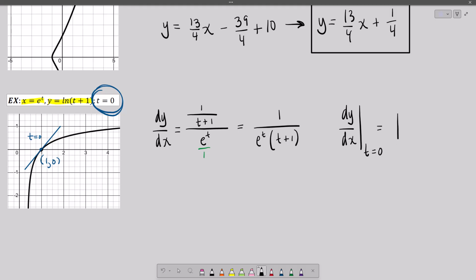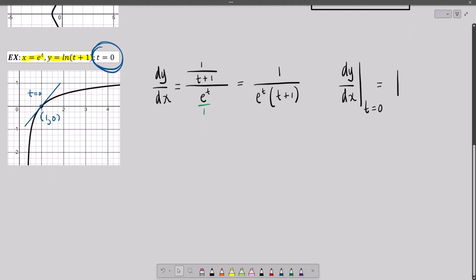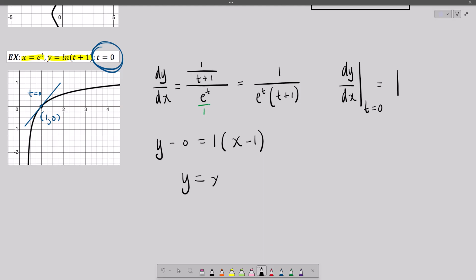Plugging in 0 for all the t's that we see, e to the 0 is 1. So then we do our point slope formula: y minus 0 equals the slope multiplied by x minus 1. And this gives us y equals x minus 1. So there is our tangent line.